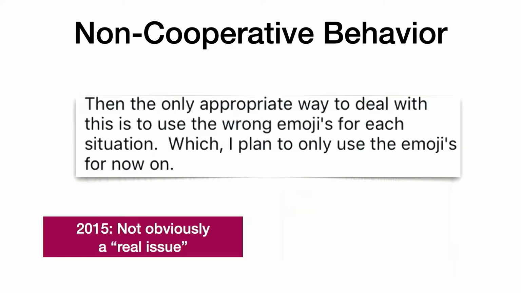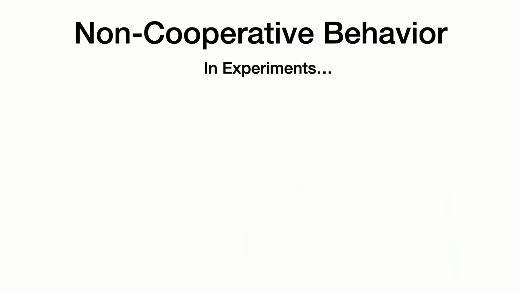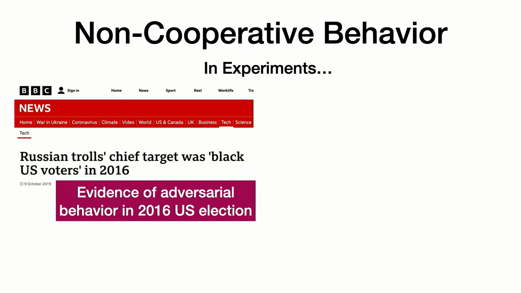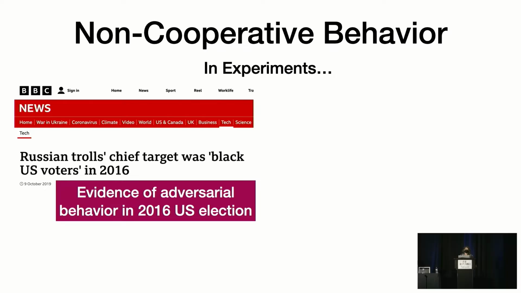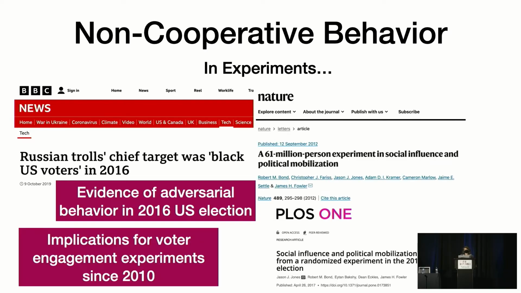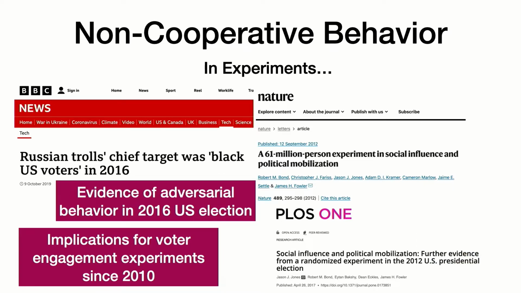And so back when I started this work in 2015, I work in machine learning, and the general reception was that this is primarily a theoretical question, not a real issue. However, fast forward to 2017, and there was evidence of adversarial behavior in the 2016 US election. And meanwhile, there's also experiments running on Facebook for several years to increase voter turnout. So this has implications for these particular experiments that have been running since 2010.